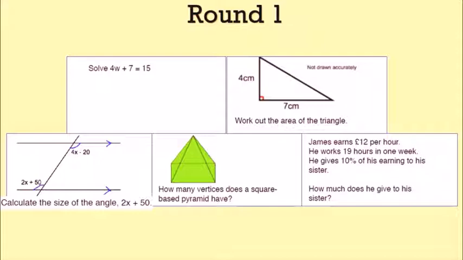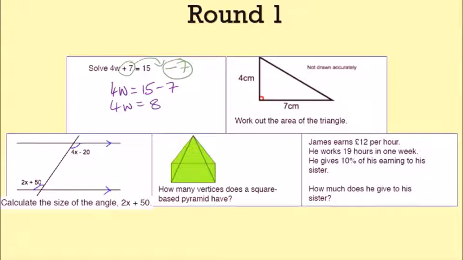I'm sure there are tons of different methods you can use to solve this, but my favourite method is change side, change sign. Whenever we take a term across to the other side of the equal sign, it changes sign. So I'll start off with taking the plus 7 over to the right hand side. Because it was positive, it will now change sign and become negative. So that plus 7 becomes negative 7. That means I'm left with 4W on the left hand side and 15 minus 7 on the right hand side. 15 take away 7 is 8. So 4W is equal to 8.